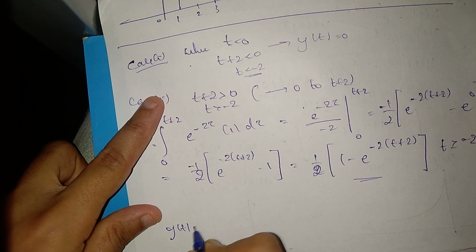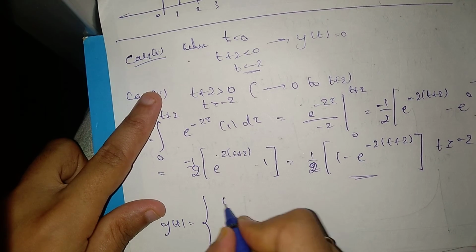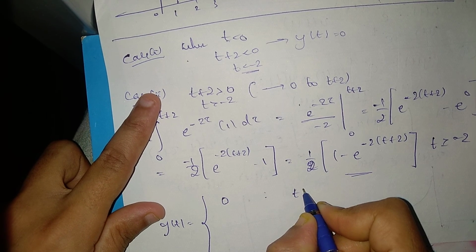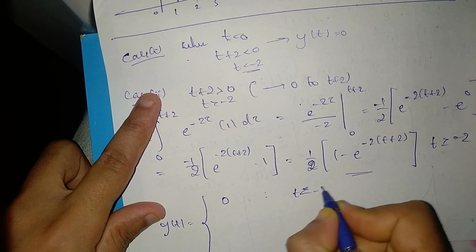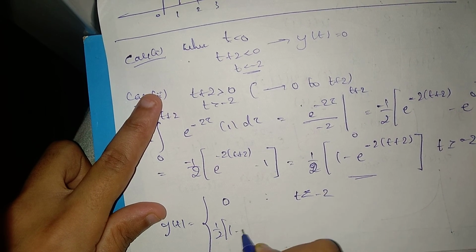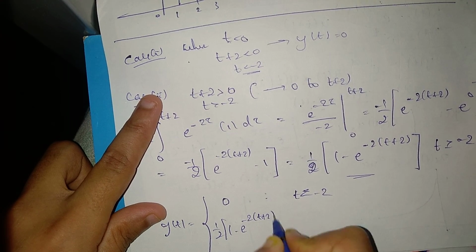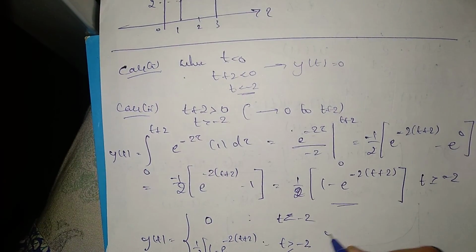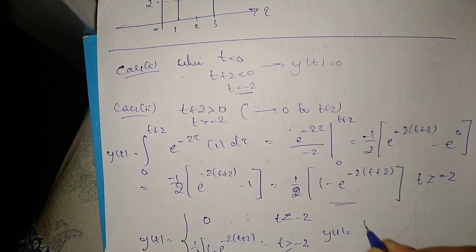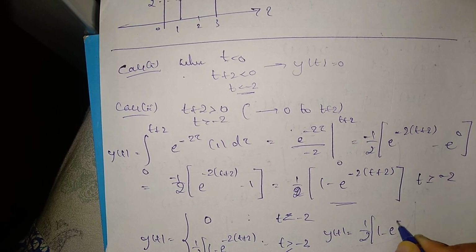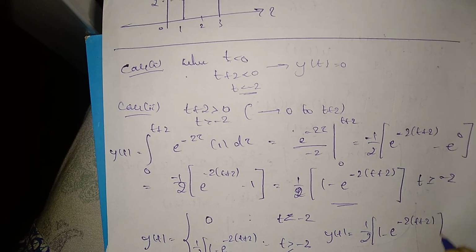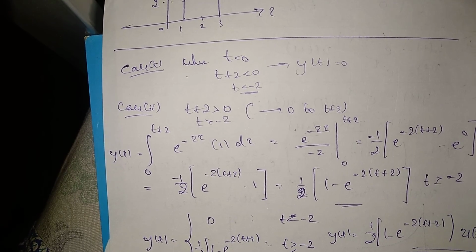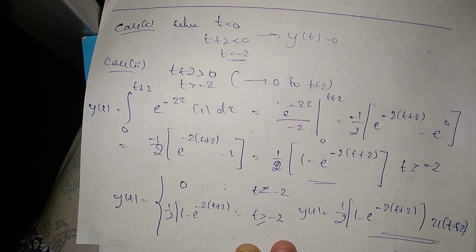So if we write y of t, it is 0 when t is less than minus 2. It is 1 by 2 times 1 minus e to the power of minus 2 into t plus 2 when t is greater than minus 2. So we can write this in another form, y of t as 1 by 2 times 1 minus e to the power of minus 2 into t plus 2, into u of t plus 2. Okay, this is your value of y of t.